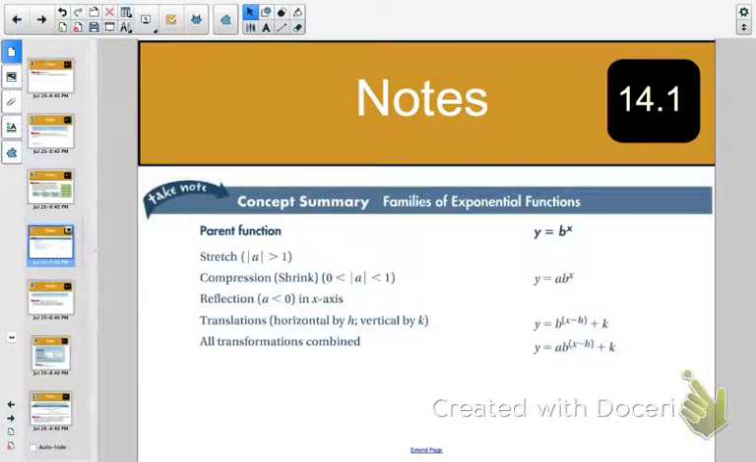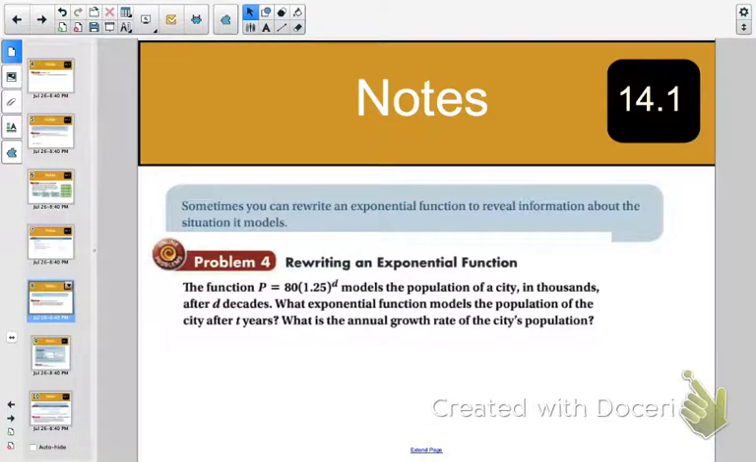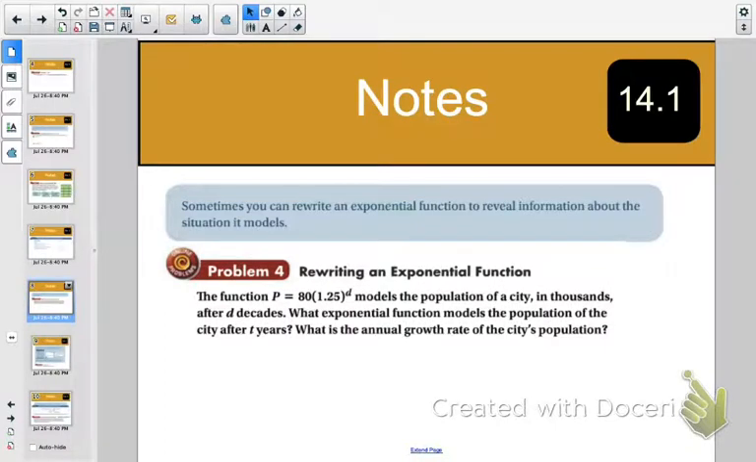Okay, so now let's look at a couple more problems. Sometimes you can rewrite exponential functions to reveal information about the situation they model.